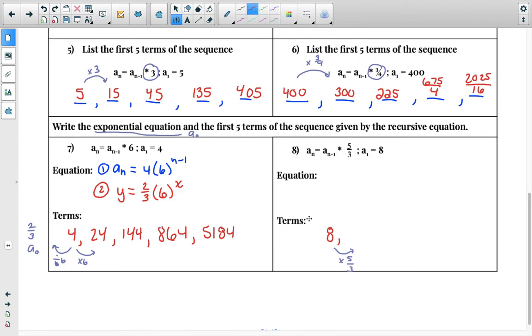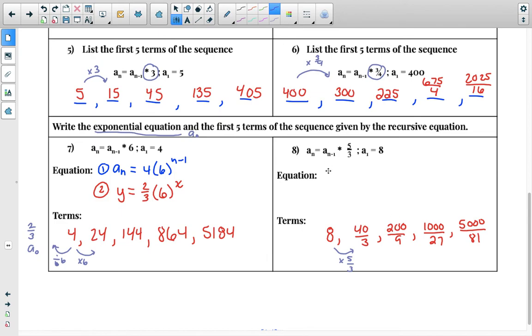So 8 times 5/3 is 40/3. 40/3 times 5/3 is 200/9. 200/9 times 5/3 is 1,000 divided by 27. And then that times 5/3 is 5,000 divided by 81. These are your first 5 terms. We use the recursive form to find our first 5 terms.